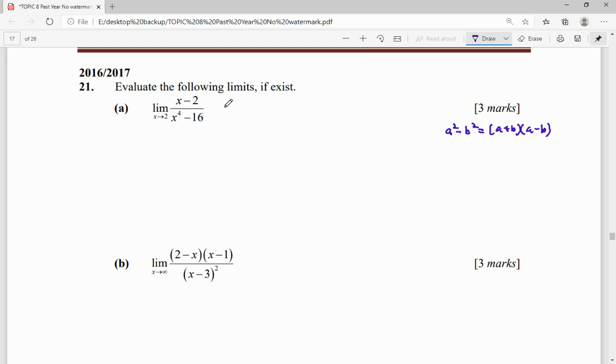For an indeterminate form, we have to simplify our function by factorization. As we can see, we can factorize our polynomial by using the concept of a squared minus b squared. Our a squared here is x to the power 4, and our b squared is 16. So our a will be x squared, and our b will be 4. So we try to factorize this function.